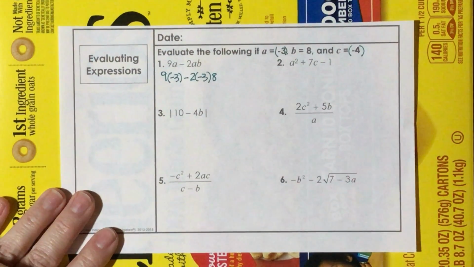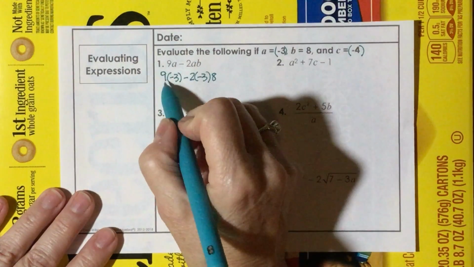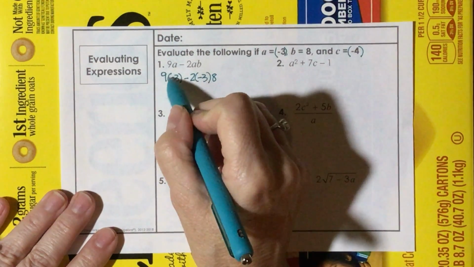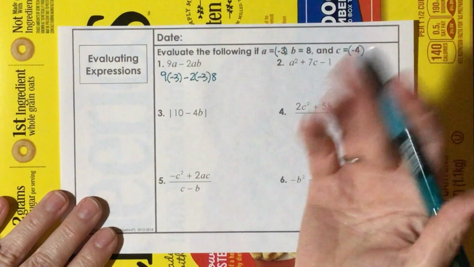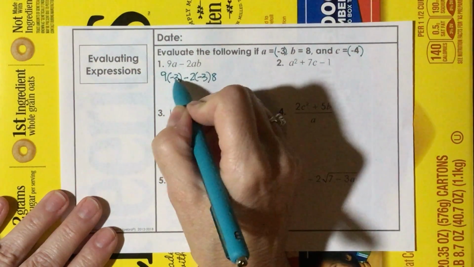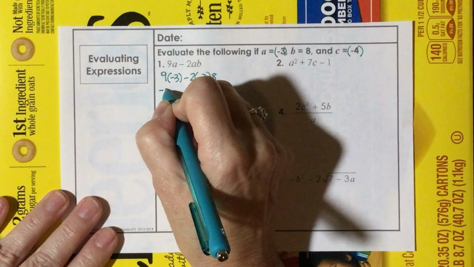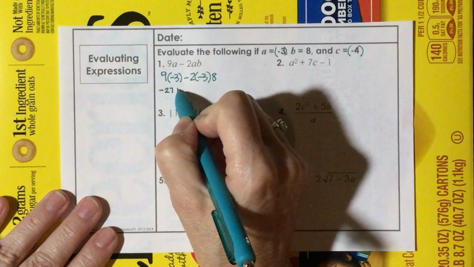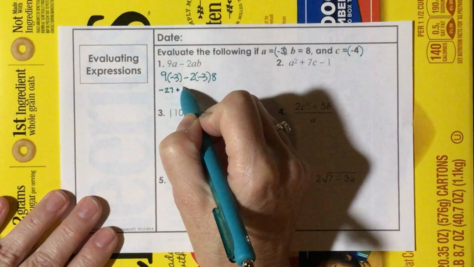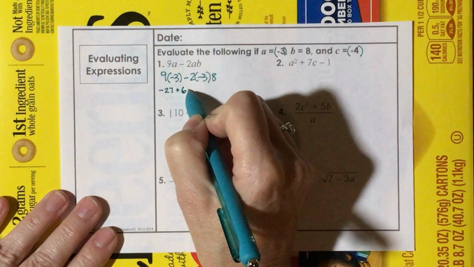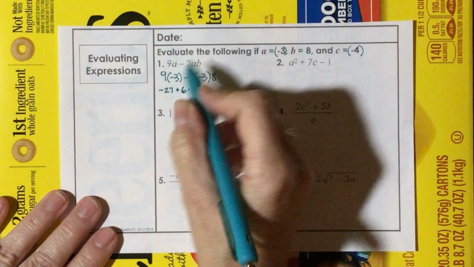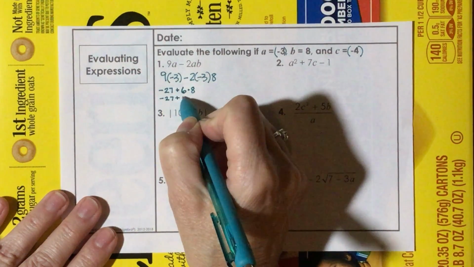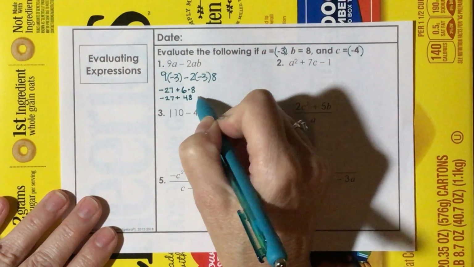Okay, remember from the last page, we need to do groupings. So groupings, we don't actually have to do anything inside the groupings. The parentheses in this case are just being used for multiplication. So positive times a negative is a negative, and that'll be -27. Negative times a negative is a positive 6 times the 8. So we have -27 plus 6 times 8 is 48.